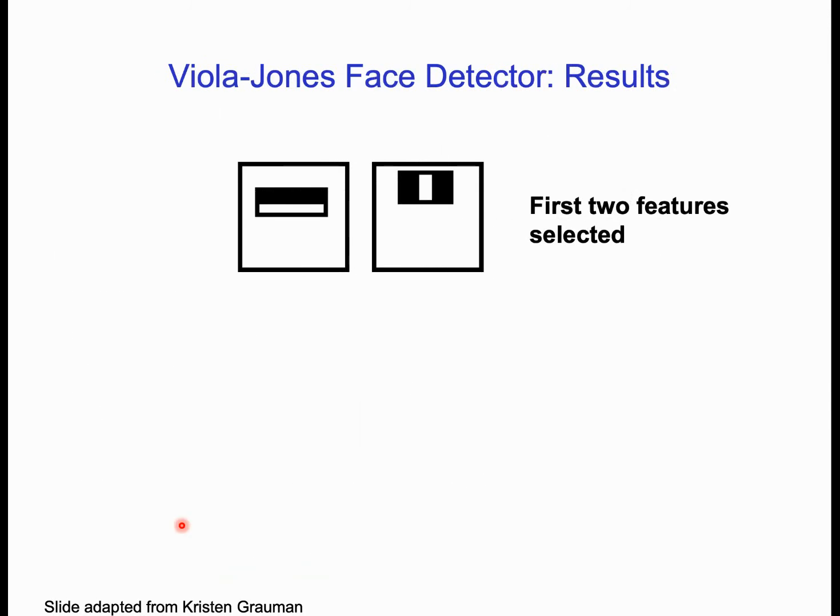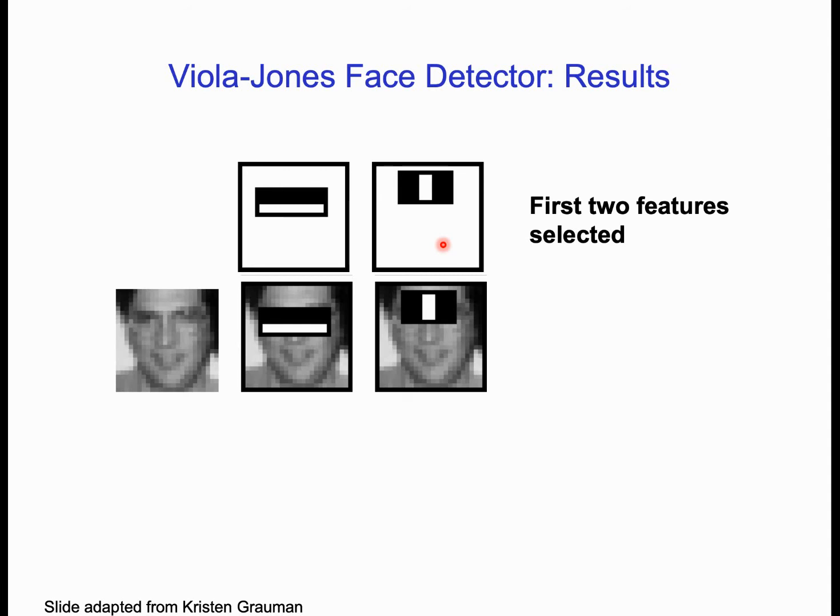Now, the two features that were selected predominantly using AdaBoost that were really useful for detecting faces look something like this. And if you put these features on an image or a patch containing a face, you'll exactly see why. You see that this feature looks at the difference in the eyes, and this feature looks at the difference in the eyebrows and the rest of the face. So they're really face-dedicated features in a sense.